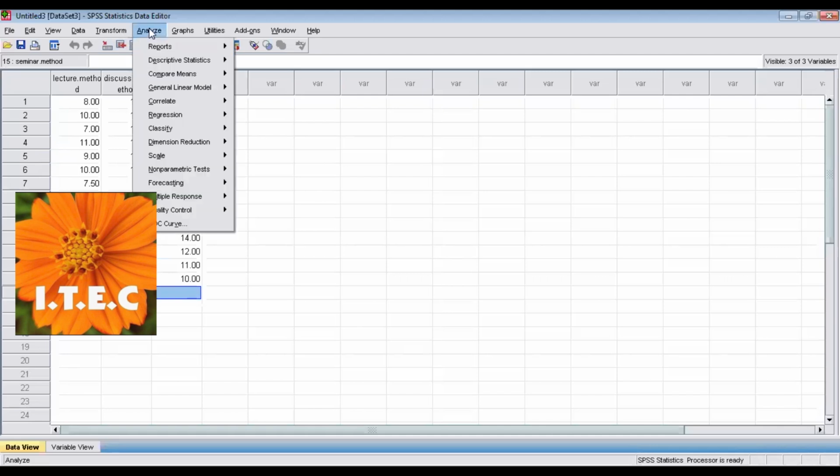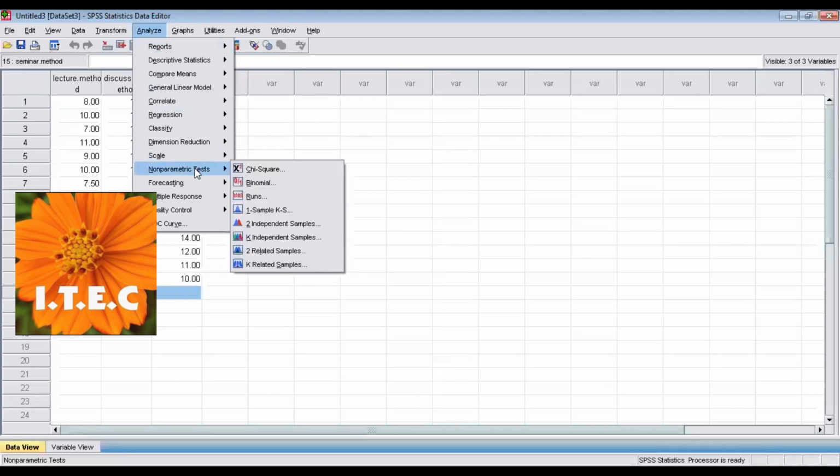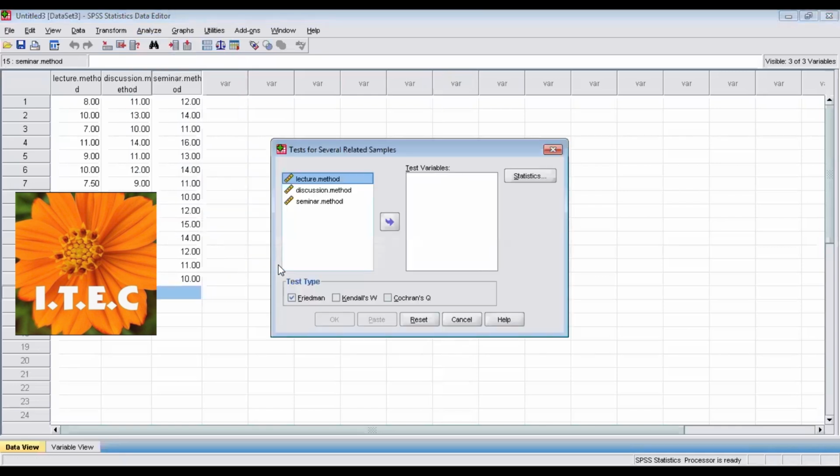And now we go to analyze, and we go to non-parametric tests. And then we go to K-related samples. Because there it is 2 related samples, but here it is K-related samples. So we go to K-related samples. And I shift all these things to the right-hand side of the dialog box. Now here is the Friedman, and it is already highlighted. So I can say okay.